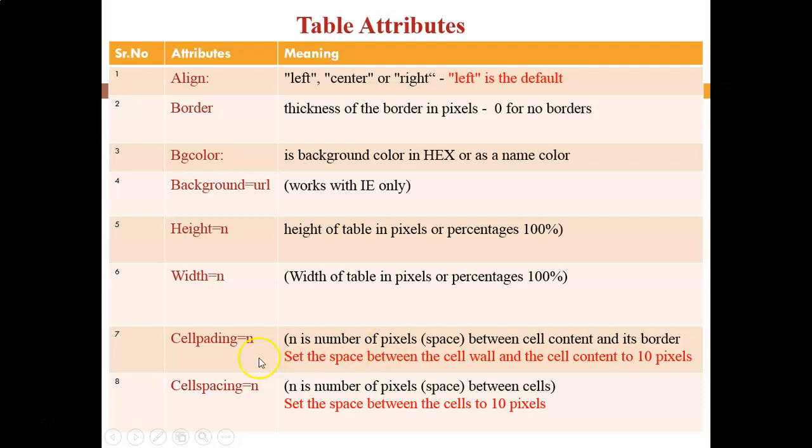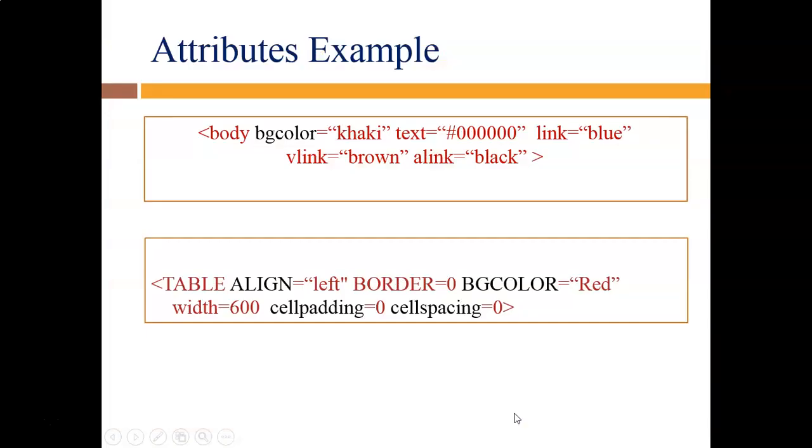Okay, so cell padding is what? It sets a space between the cell wall and cell content of 10 pixels. And cell spacing is what? It sets a space between the cells of 10 pixels. Let us see examples of attributes. So this is a body tag, the opening body tag. Here we simply put a background color named khaki.